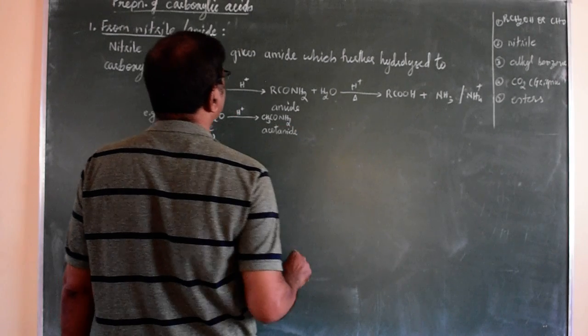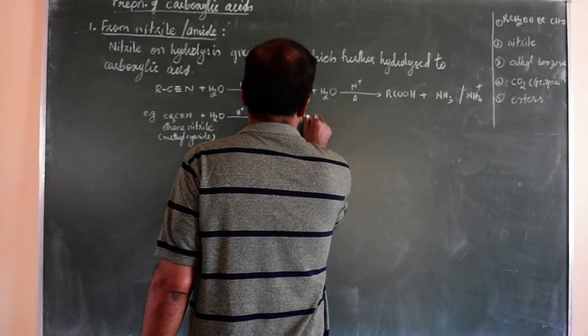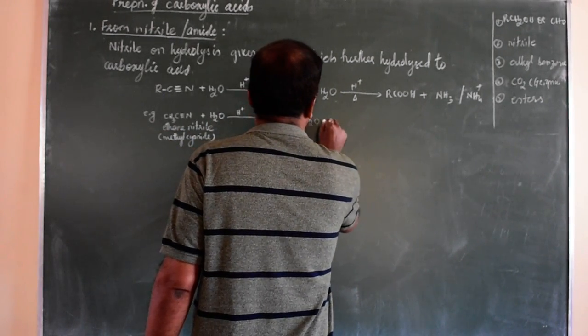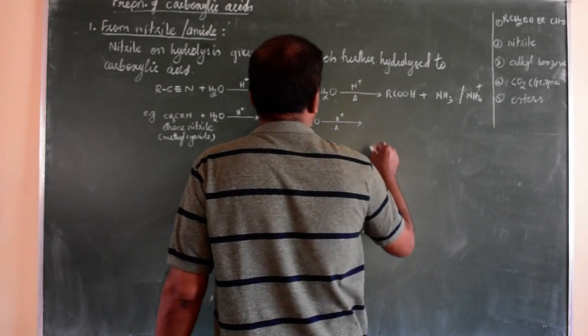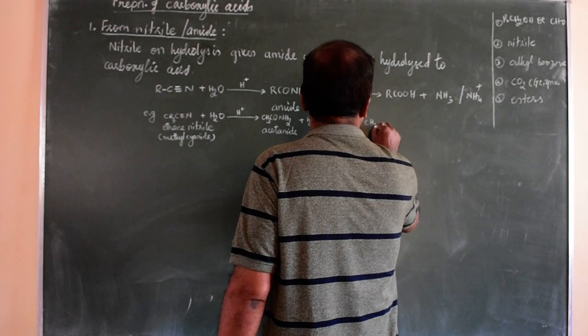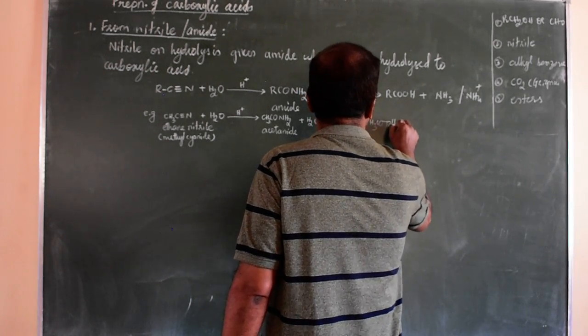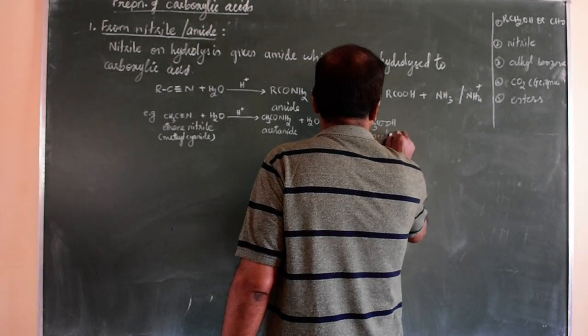Acetamide further undergoes hydrolysis to give acetic acid, CH3COOH. The product is acetic acid.